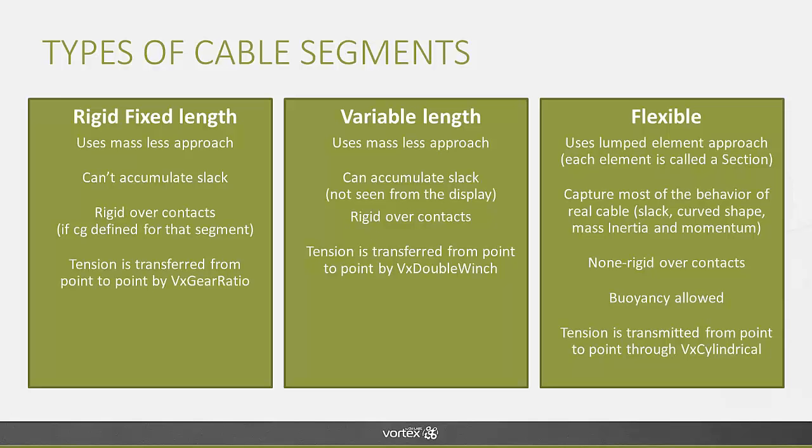The last segment type is called flexible. It uses a lumped element approach, where each element within a cable is called a section. This captures most of the behavior of a real cable, such as slack, curves, mass inertia, momentum, and so on. It's non-rigid over the contact. It can be set to float. There is a way to set the buoyancy. The tension from point to point is transferred through constraint Vx cylindrical.